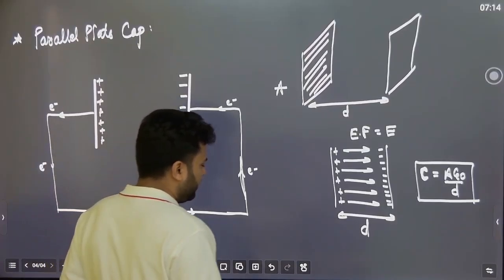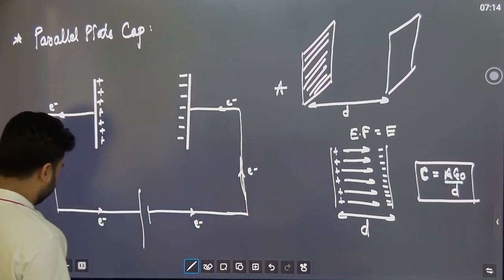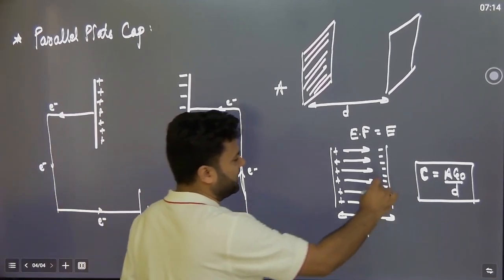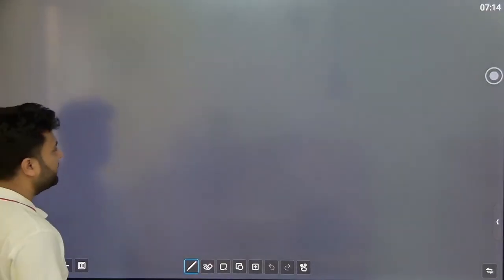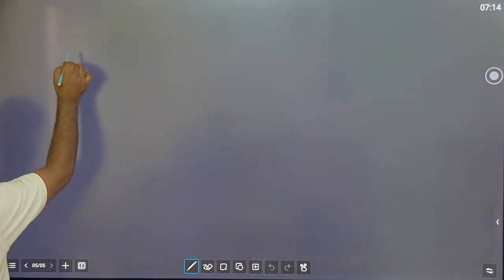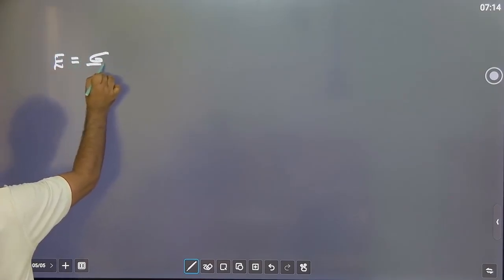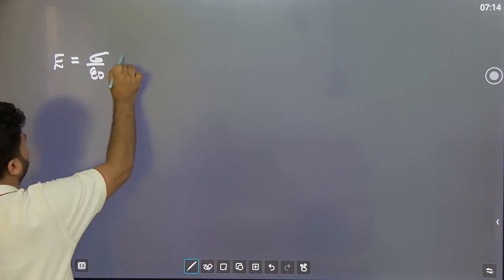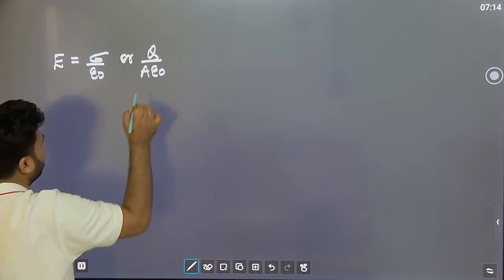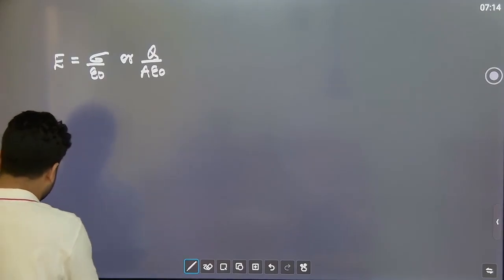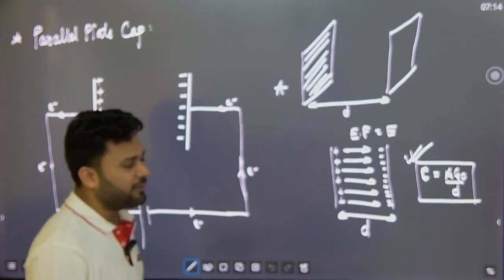Now see, if someone asks what is the electric field between the plates, one question they ask is what is the capacitance? A epsilon naught by D. Always remember, the electric field between the plates is sigma by epsilon naught, or Q by A epsilon naught. If someone asks what this field value, E value, is, it is sigma divided by epsilon naught.